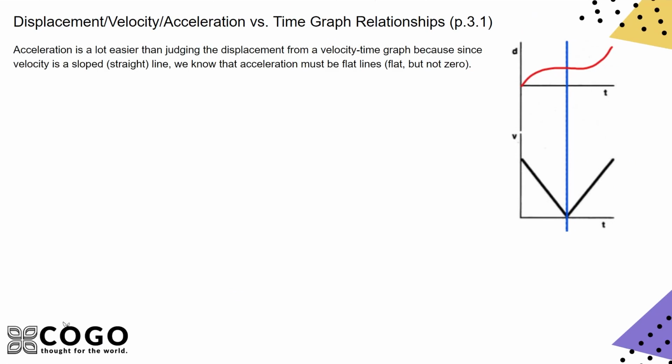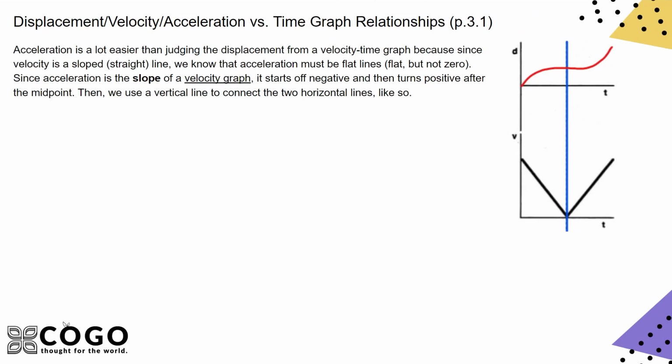Judging acceleration is a lot easier than judging the displacement from a velocity time graph because since velocity is a sloped straight line, we know that acceleration must be flat lines. Flat, but not at 0. Since acceleration is the slope of a velocity graph, it starts off negative and then turns positive after the midpoint. Then we use a vertical line to connect the two horizontal lines like so.